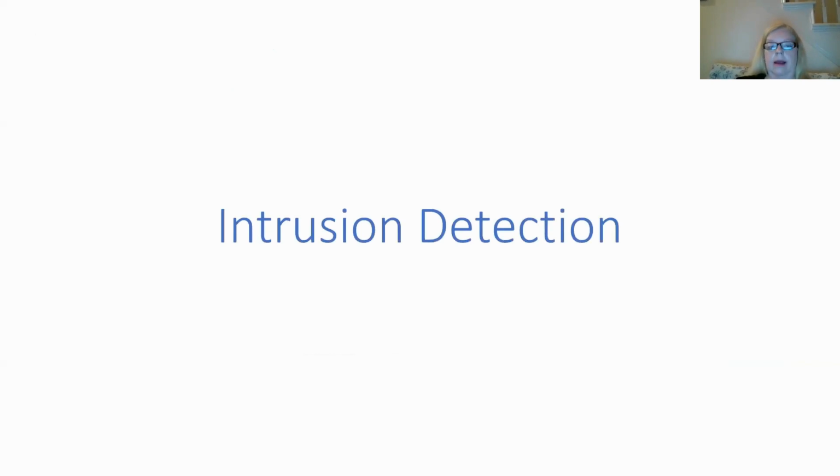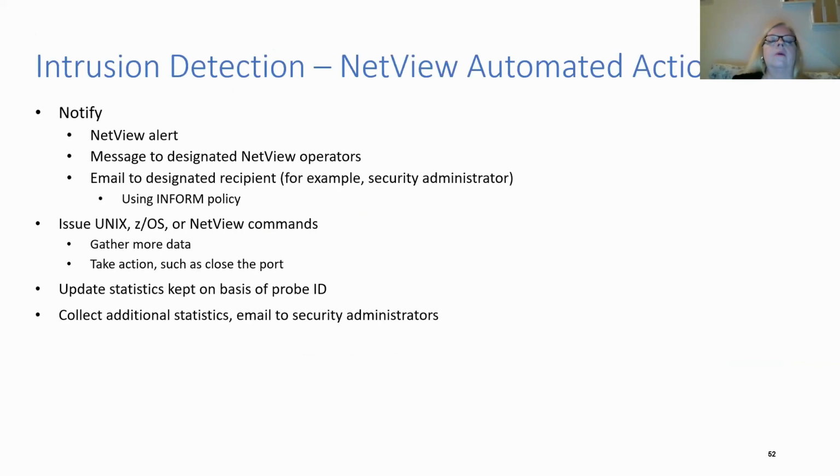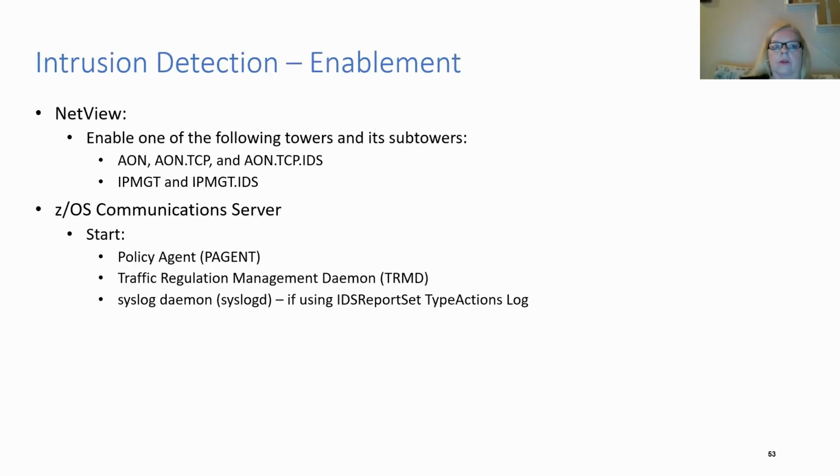Okay, intrusion detection. So with NetView, if you get an intrusion, you can automate actions using a NetView alert. You can get a message to designated NetView operators. You can send an email to somebody using our inform policy. You can issue Unix or z/OS or NetView commands as part of your automation to gather more data or take action. We also have statistics that can be kept on a probe ID basis, and you can collect additional statistics and email those to security administrators.